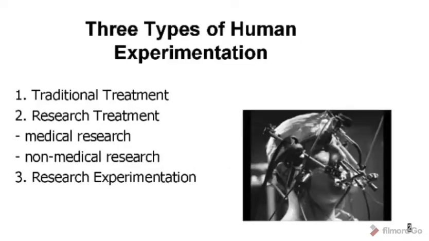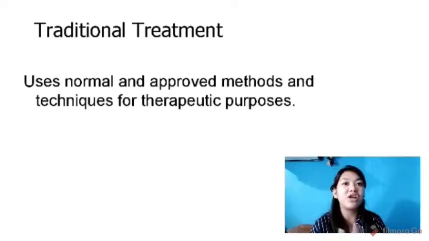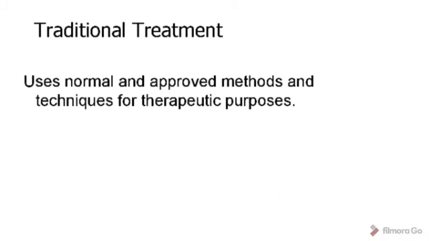So, let us now proceed to the three types of human experimentation. The first one is the traditional treatment. I have discussed it earlier. It provides traditional treatment such as herbal. It uses normal and approved methods and techniques for therapeutic purposes.